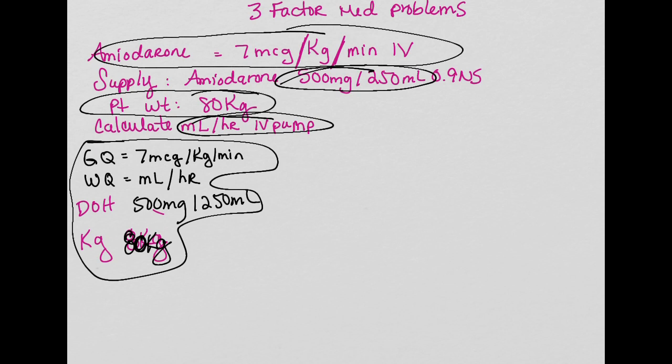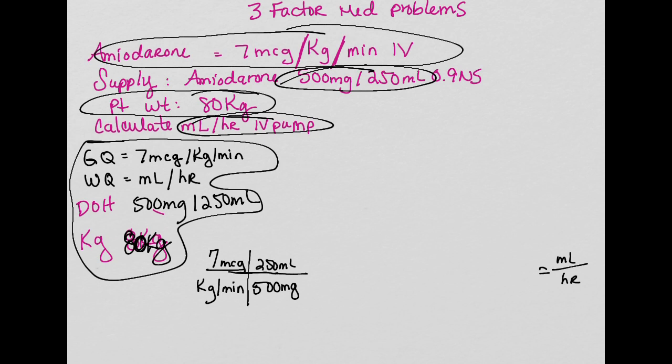Okay, so let's set this up. We're going to do 7 micrograms here per kilogram per minute. Our answer we're looking for is mLs an hour, right? So I always put that last. All right, now we need to get from here to here. We don't have mLs per hour yet, so we need to do some conversions. The next thing I have is the dose on hand, so it's going to go next, 250 mLs in 500 milligrams.